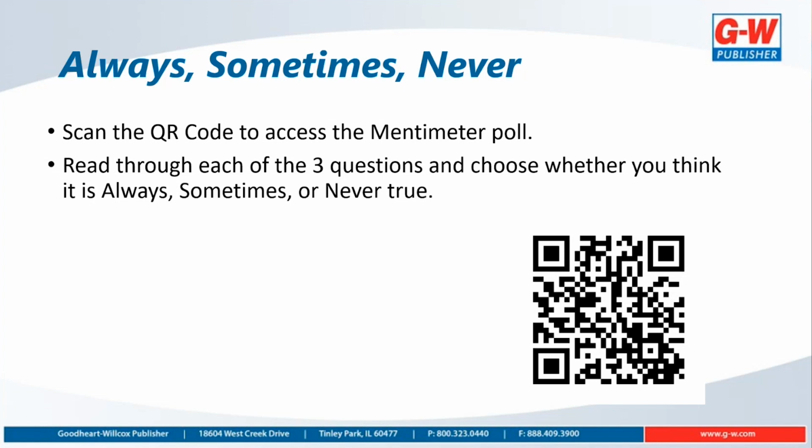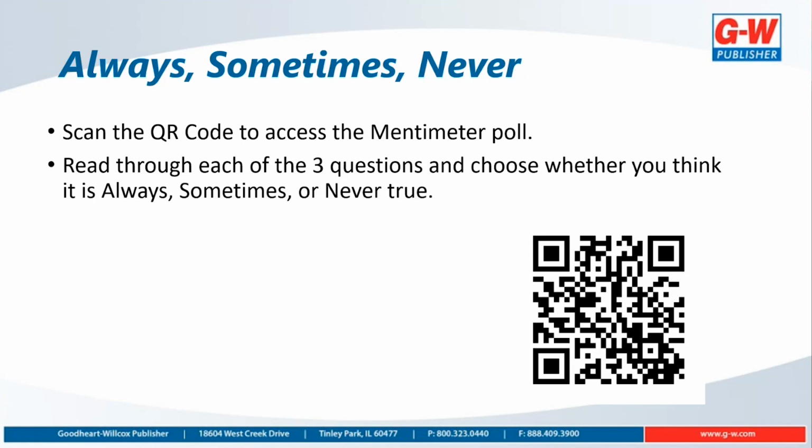I'm going to talk a little bit longer while people click the link, and I'm going to give you a link in the chat box because I just reminded myself of that. So you can scan the QR code, or you can click this link and it'll take you to Mentimeter. And we are going to do always, sometimes, or never. There'll be 4 questions that you can answer.